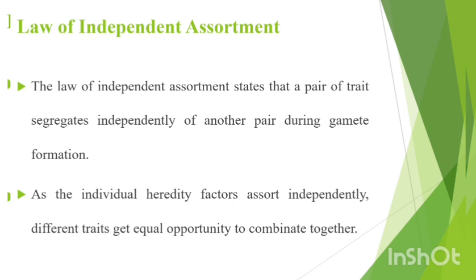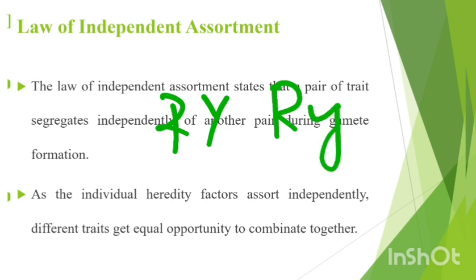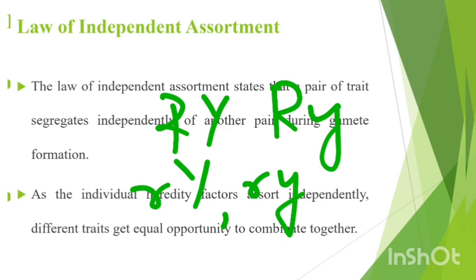As a result, four types of gametes are formed: round with yellow, round with green, wrinkled with yellow, and wrinkled with green. These four types of gametes unite randomly as per probability to give rise to four types of F2 offspring. Hence, the inheritance of two or more factors or genes is independent of each other.